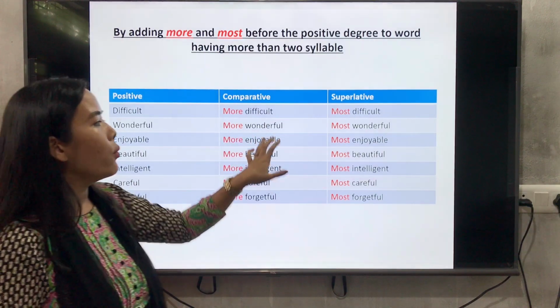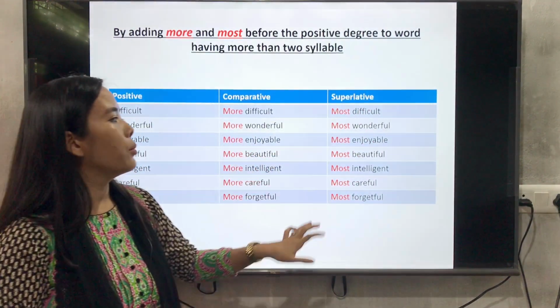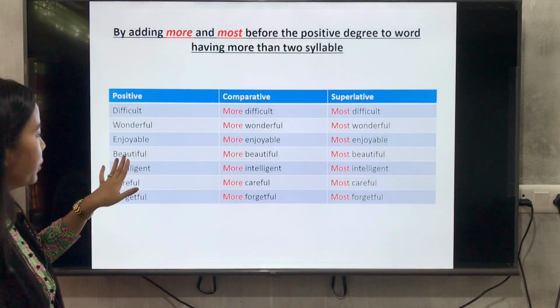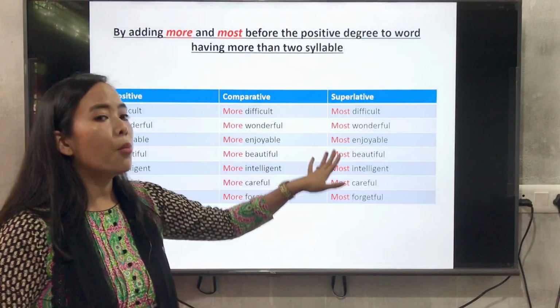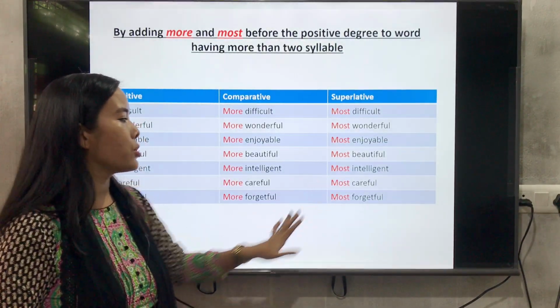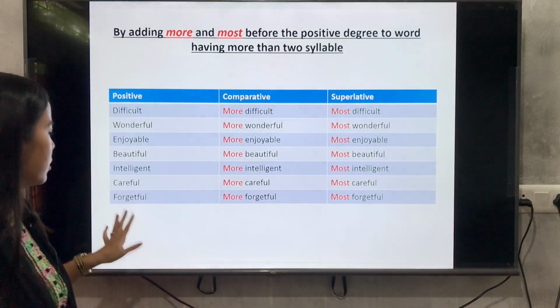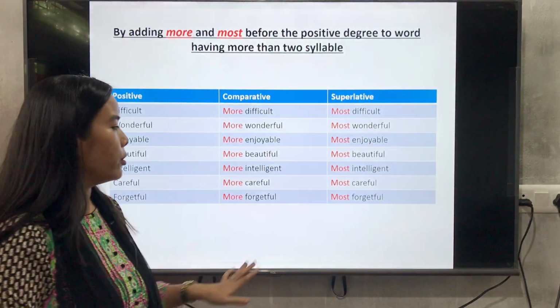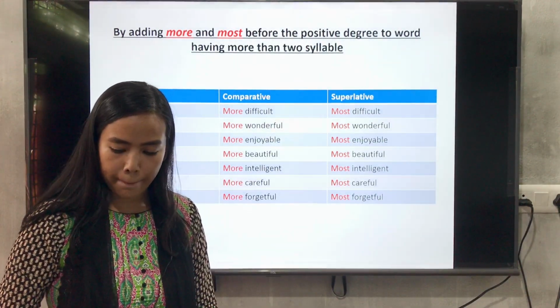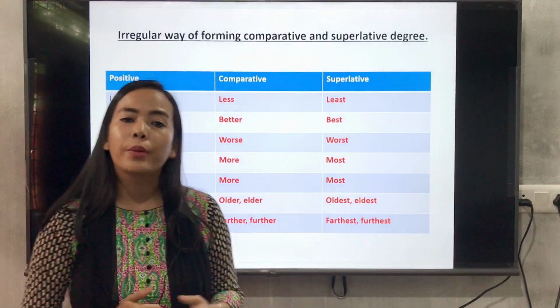Wonderful, more wonderful, most wonderful. Enjoyable, more enjoyable, most enjoyable. Beautiful, more beautiful, most beautiful. Intelligent, more intelligent, most intelligent. Careful, more careful, most careful. Forgetful, more forgetful, most forgetful. Okay? So, now the irregular way of forming comparative and superlative degree.